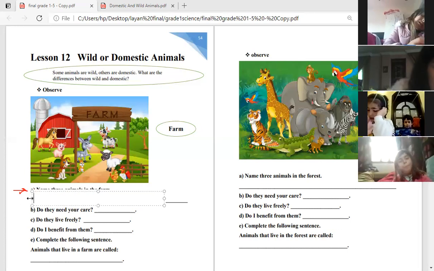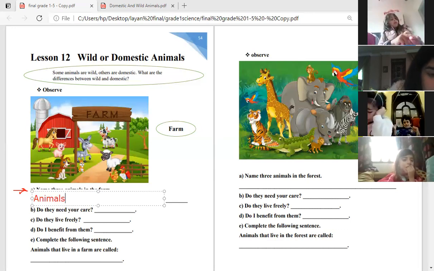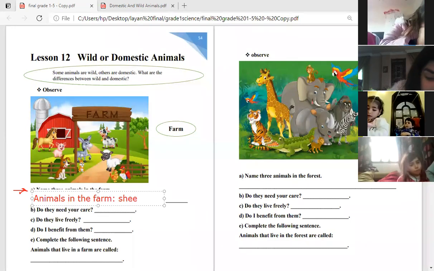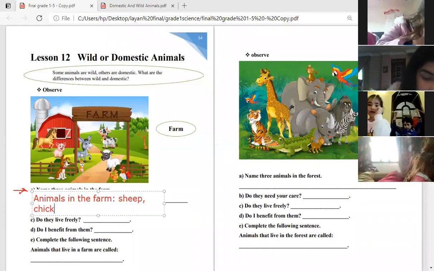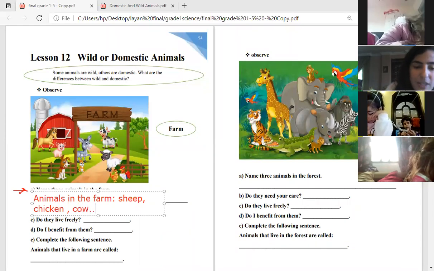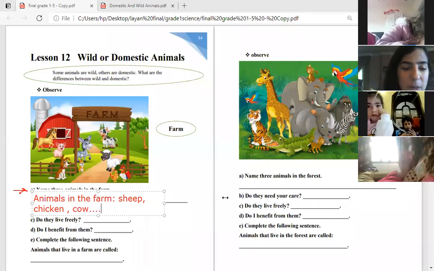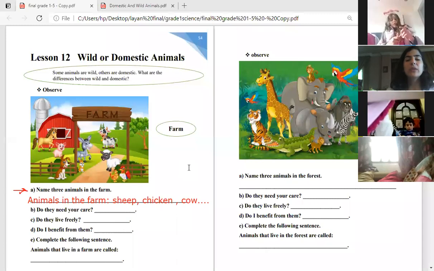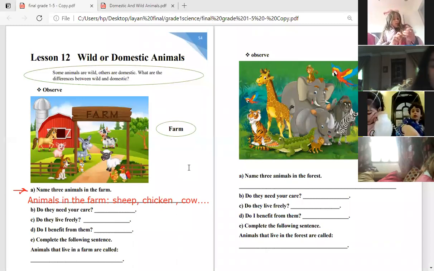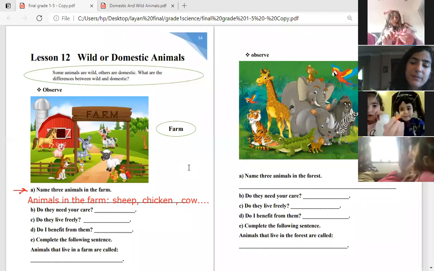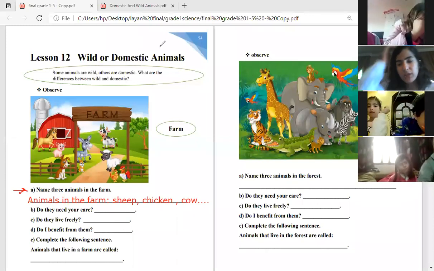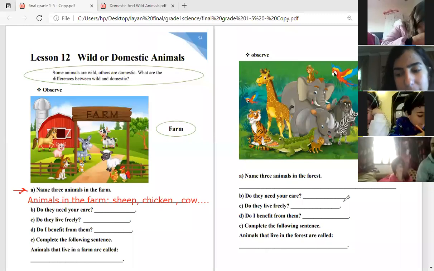Now I want you to write with me. Write animals in the farm. We write the name of 3 animals. Sheep, we have a sheep. We have a chicken. We have a cow. We have horse. We have etc. So they only want 3 names. So I want you to copy this on your book. Animals in the farm like sheep, chicken, cow, donkey, rooster, pig, rabbit. Let us solve all the question, then you can copy. Can you now help me finishing this question?